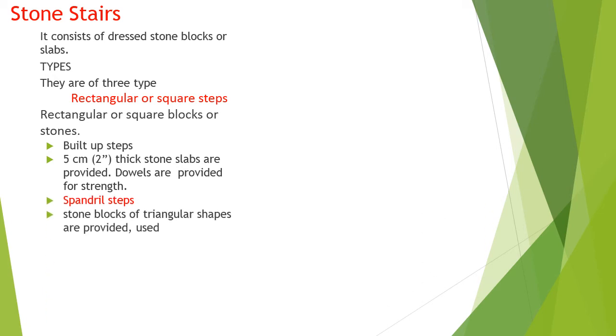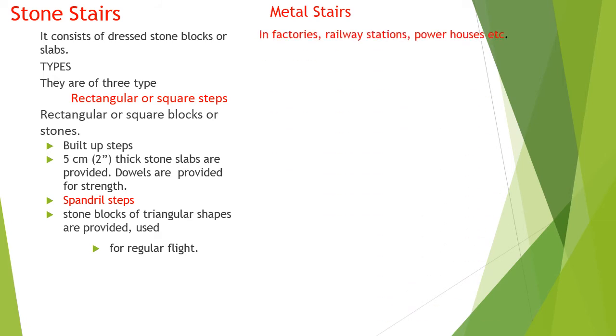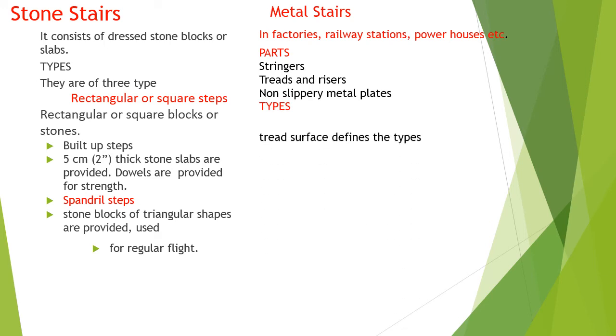Spandrel steps. Stone blocks of triangular shapes are provided and used for a regular flight. Metal stairs. Used in factories, railway stations, powerhouses, etc. Parts. It consists of stringers, treads and risers, non-slippery metal plates. Types. Tread surfaces define the type.